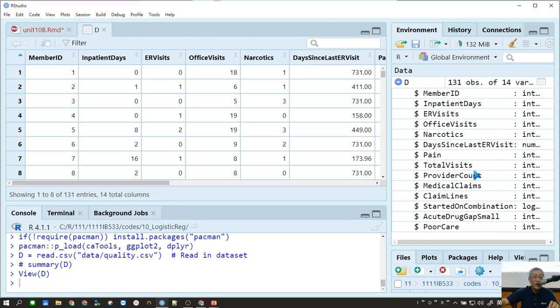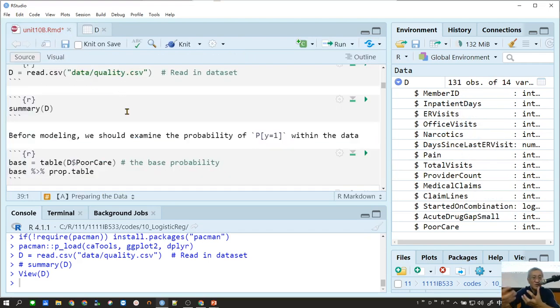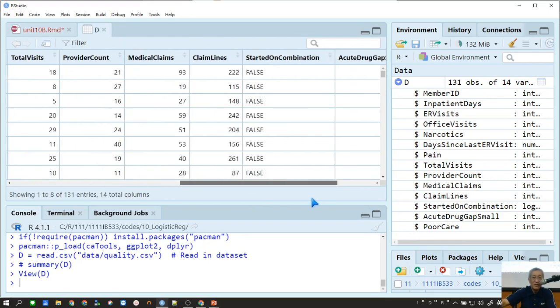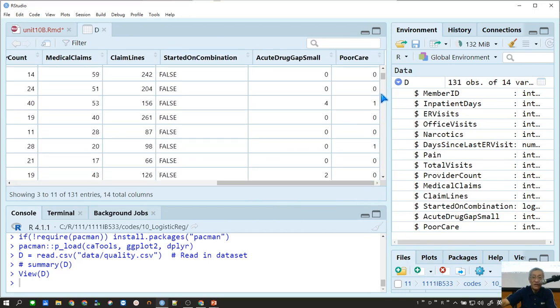I have this variable, and I want to build a model, because poor care is actually a binary variable. You can see that poor care is already encoded as 1 or 0, where 1 means poor care. So I want to predict the probability of poor care for each of the patients.